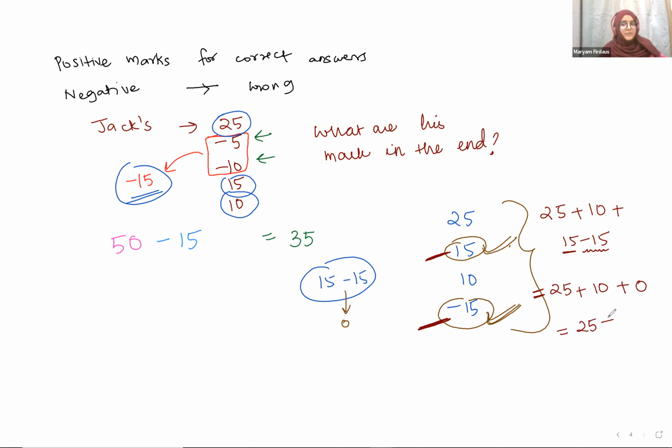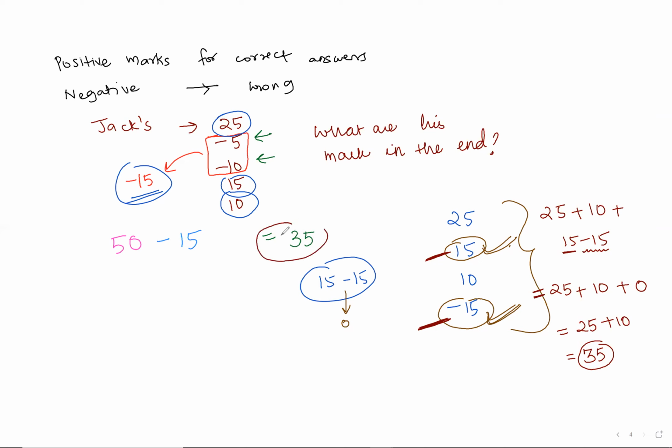And what is 25 plus 10? Hiba? 35. Yeah, it is 35. Very good. So in this method also, the method that we took, we first added all the positives and then we added all the negatives and then we added both of them together.